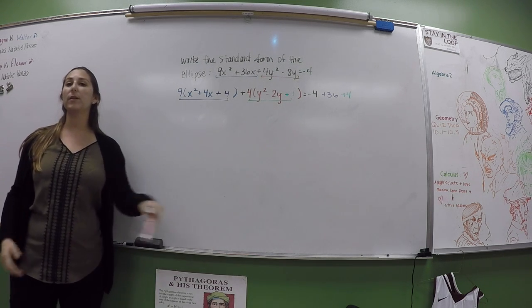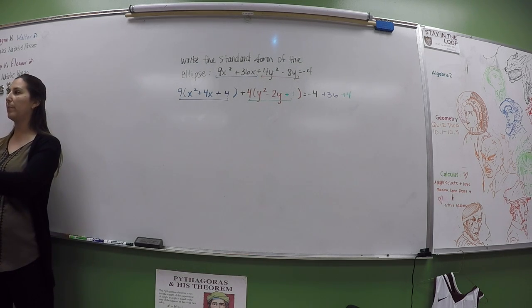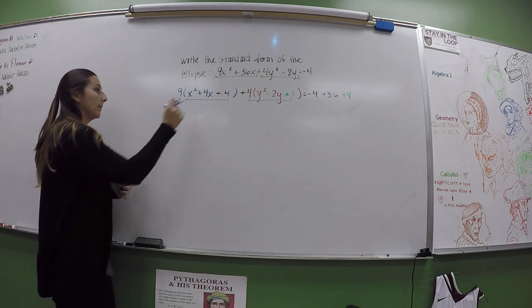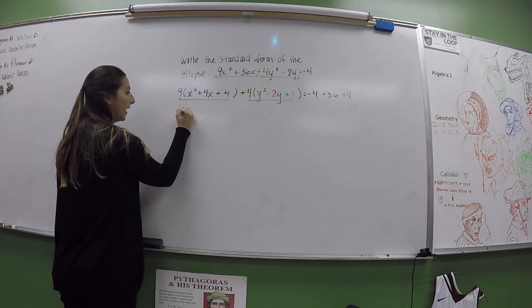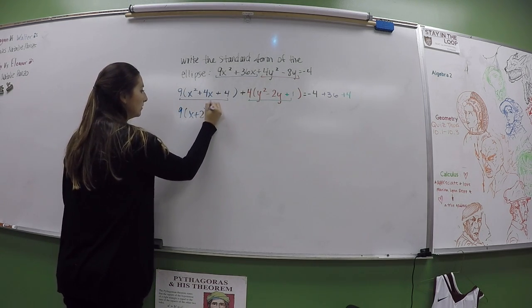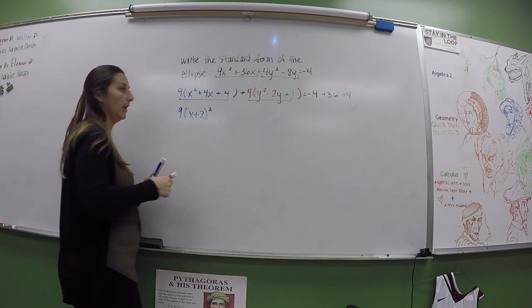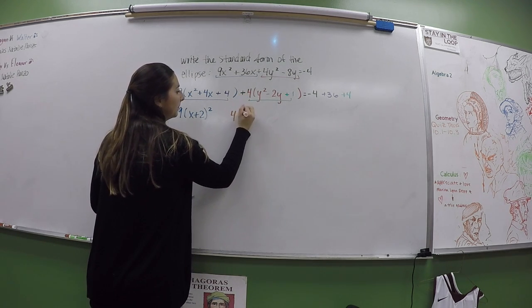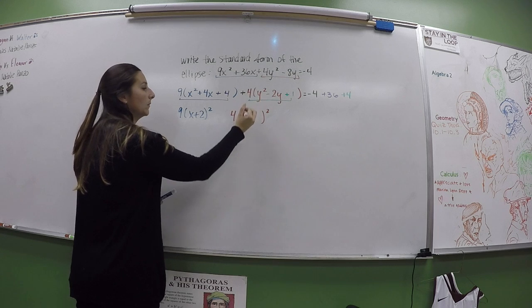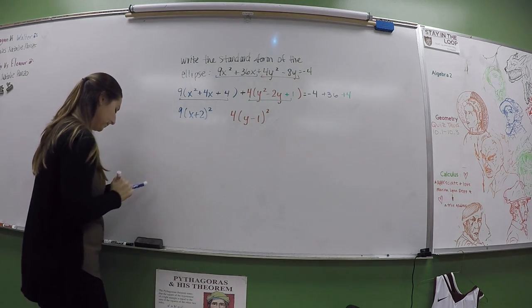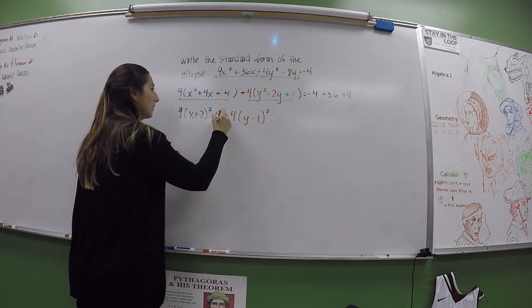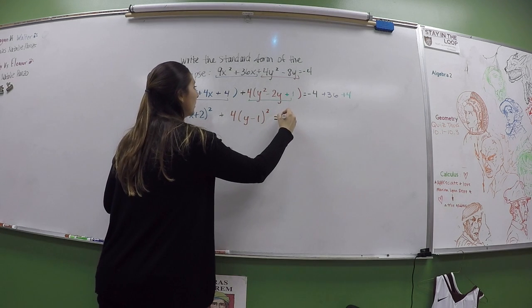The whole point of completing the square is so that you can rewrite these as binomials squared. So I'm going to take this trinomial and write it as x plus 2 squared instead. And this one's going to be what? y minus 1 squared, equals 36. Does this look like an ellipse yet?